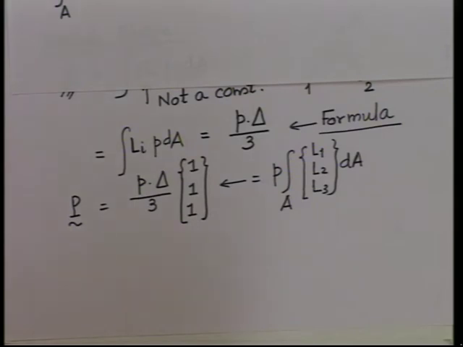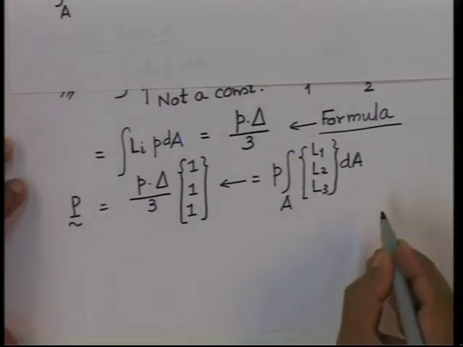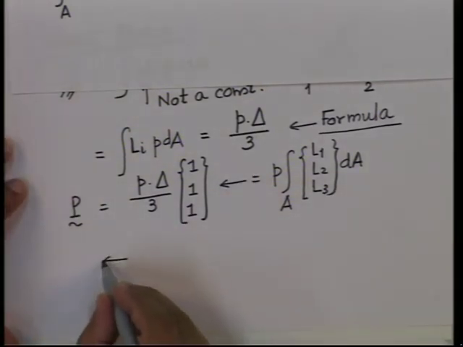P is constant over the element? Yes, P is the given load, P is constant. If P is constant, then we have taken P out, and then it is L1, L2, L3 dA, that is okay. Now, I will tell you how to do it. This is over area. Now, if you want to apply this formula of the integral, I am just again writing this, how to go backwards.